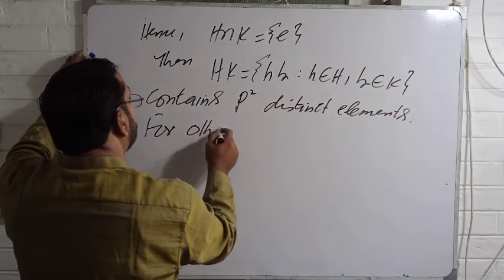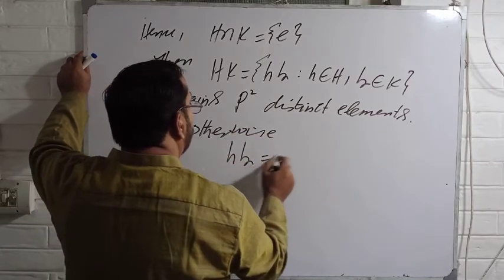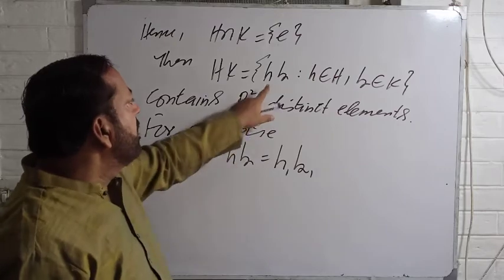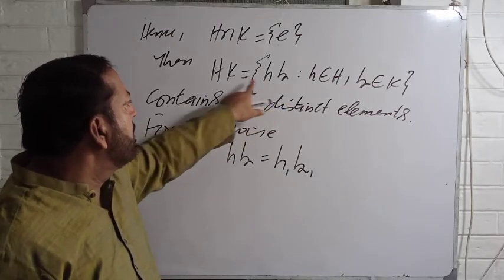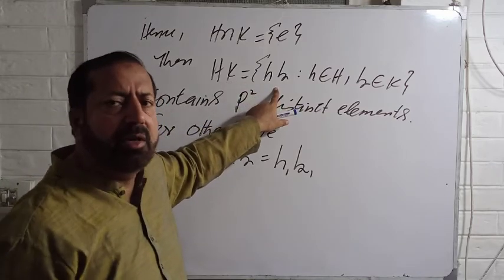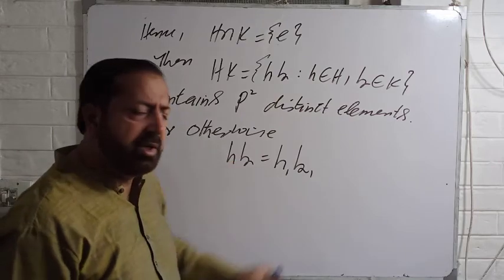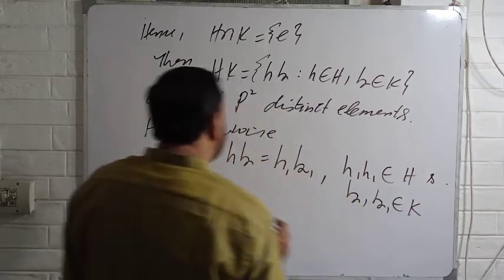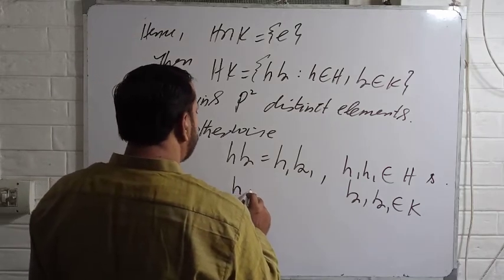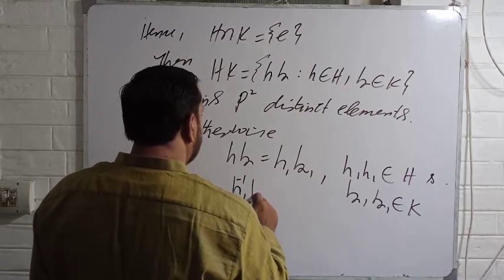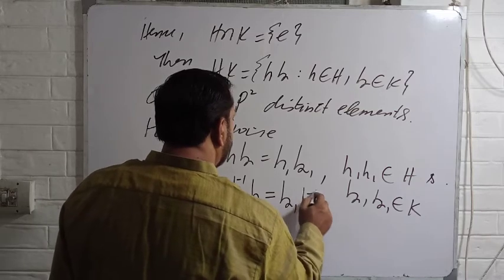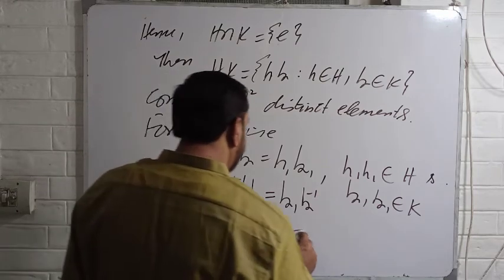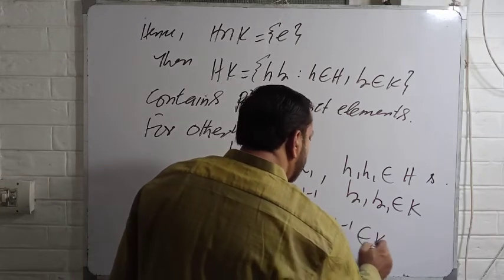Otherwise, some hk would be equal to some h1k1. Okay. I'm saying that this set contains all different, distinct elements. If this is not the case, some hk must be equal to some h1k1, where h1 belongs to capital H and k1 belongs to capital K. So this implies that h1 inverse h must be equal to k1 k inverse. So this implies h1 inverse h, which belongs to H, is equal to k1 k inverse, which belongs to K. Now look at it.